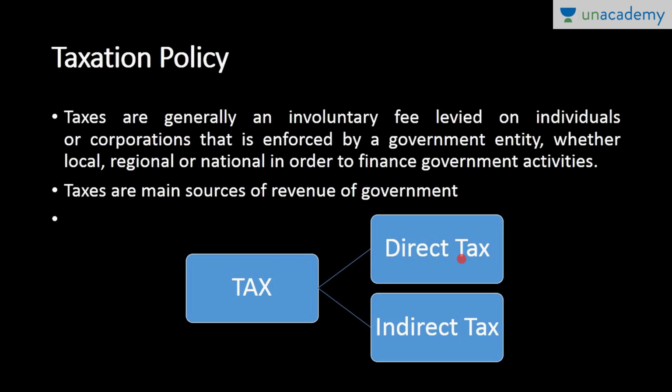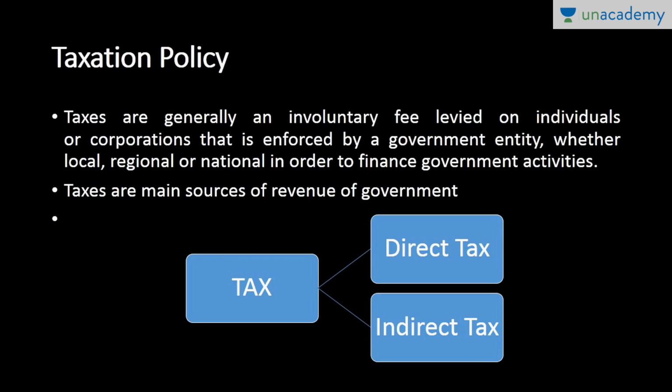So these are the basic two types of taxes: direct tax and indirect tax. Direct tax examples are income tax and wealth tax. Indirect taxes are like service tax, value added tax, excise duty. These come under the indirect tax.